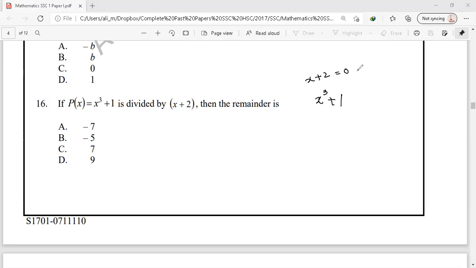So let's pick out the value from this divisor, then x will be equal to minus 2. So putting the value of minus 2 in this polynomial, we will get minus 2 cube plus 1. So minus 2 cube is equal to minus 8, plus 1, that equals minus 7. So the correct answer in question number 16 is option A.